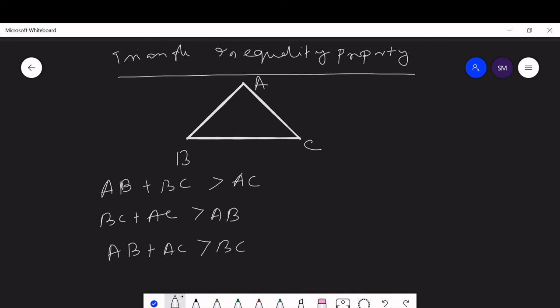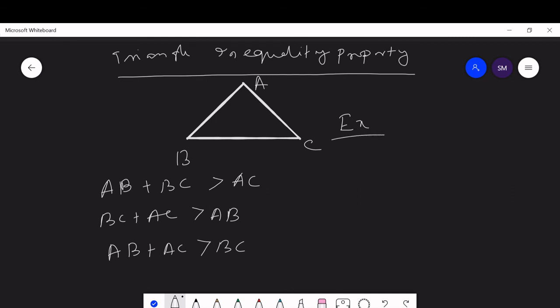At first we discussed the triangle exterior angle property. The sum of the three angles in a triangle is 180 degrees; this is called the angle sum property. And this property is called the triangle inequality property: the sum of two sides is always greater than the third side. Then let us discuss some examples based on this.